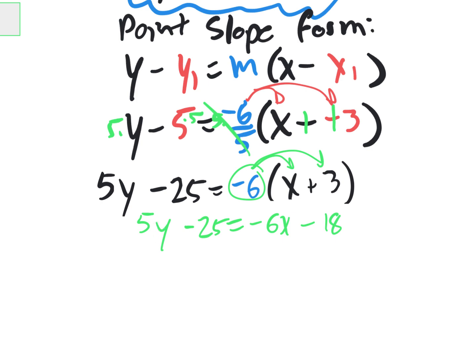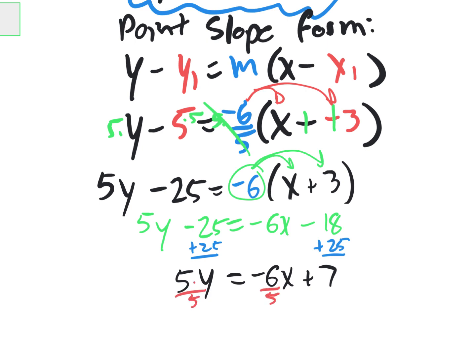We're going to get the y by itself by adding 25 first to both sides. We're going to rewrite this thing. You're going to have a 5y left over equaling negative 6x. Negative 18 plus 25 is 7, positive 7. And now for our final step, we're going to get rid of the multiplication of 5 by dividing everything by 5. So your final answer is going to be y equals negative 6/5 x plus the b value, which happens to be 7/5.